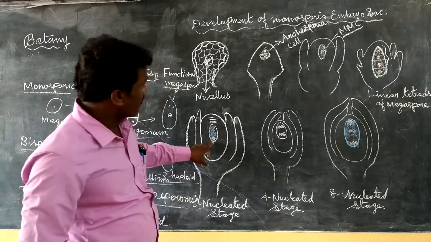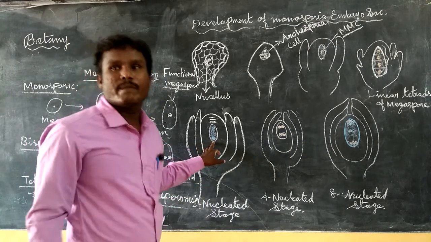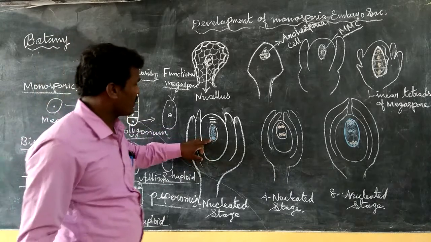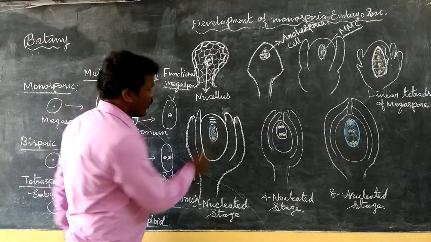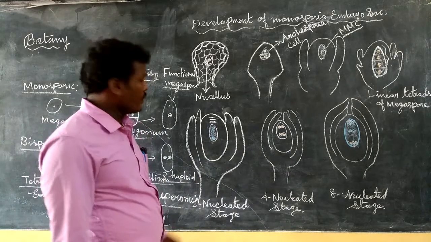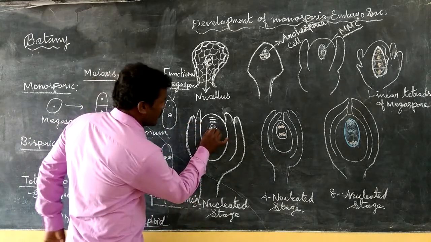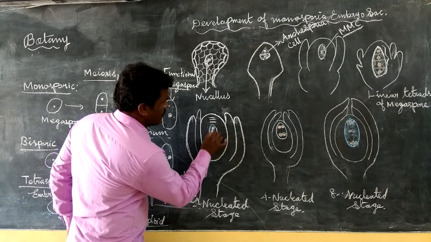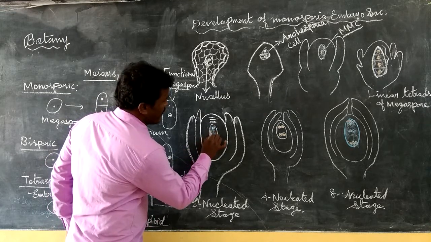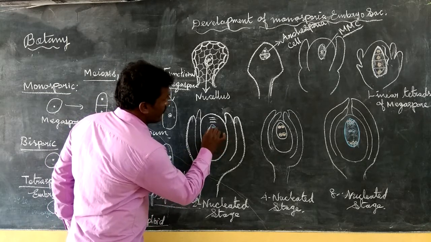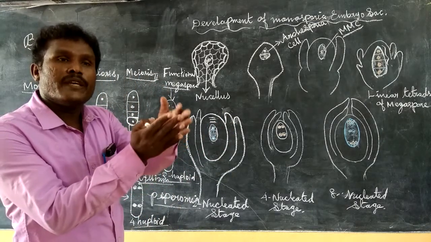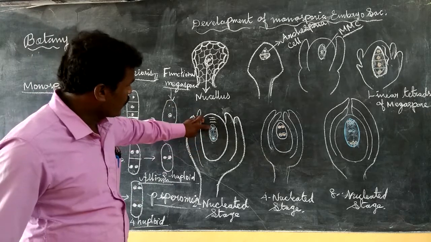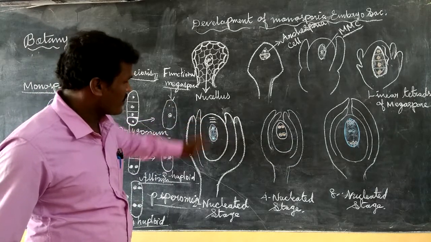After that, what happened? The mitotic cell division starts from here. So one megaspore undergoes mitotic cell division to divide into 2 nuclei. These are the 2 nuclei, and a larger vacuole will be present at the center, so that the nuclei are taken to the opposite sides.